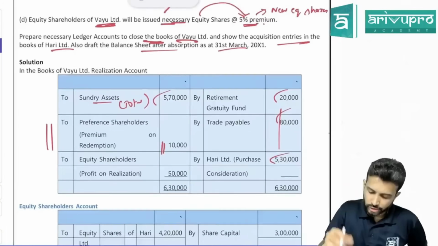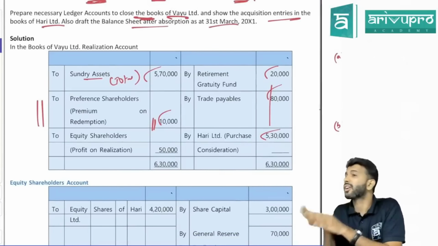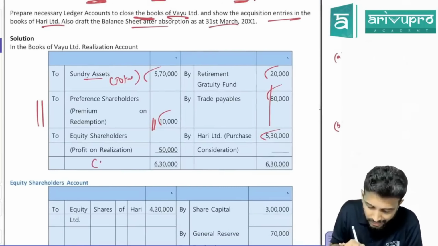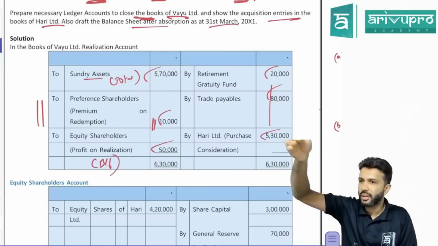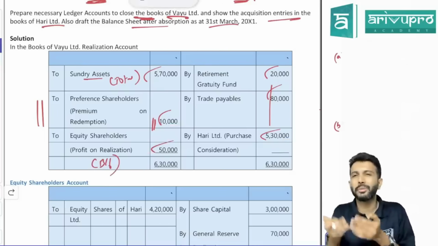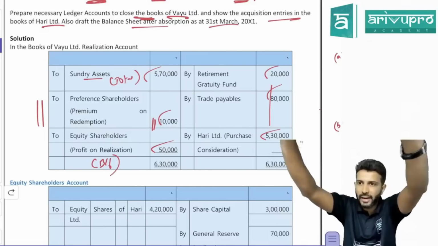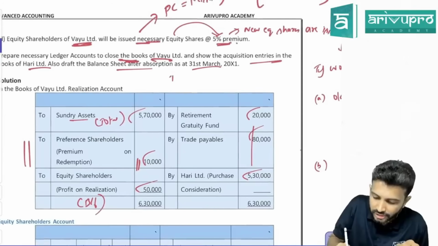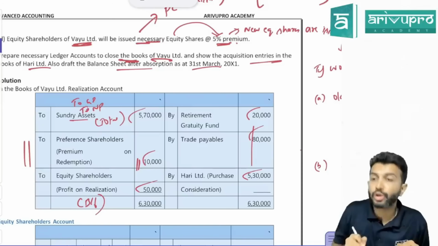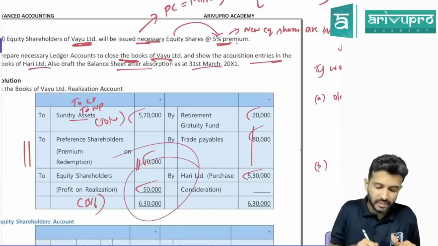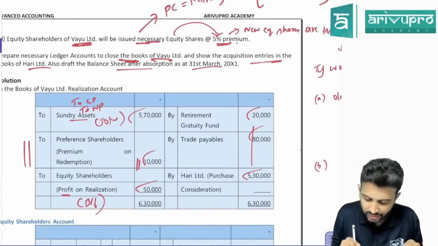Fine. Now, any balancing figure in realization account represents realization profit or realization loss. Here, this balancing figure is coming on the debit side. Now visualize your P&L account. If you're preparing trading P&L, what do you show on the debit side? In the trading account, you show the GP. In the P&L account, you show the net profit. So if you're getting the balancing figure on the debit side, it means realization profit. So this is the case of realization profit.